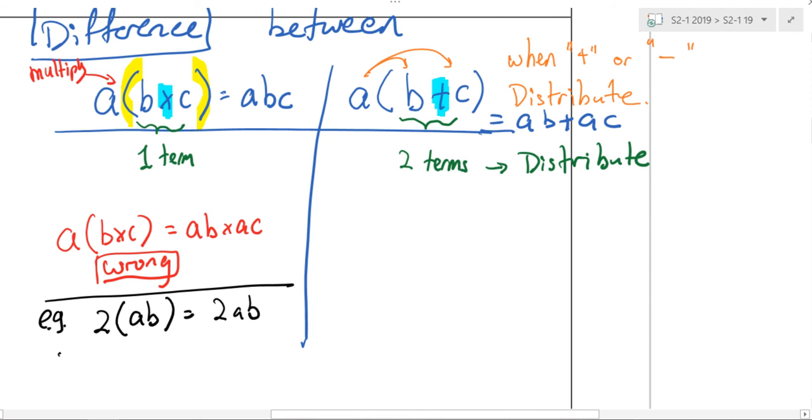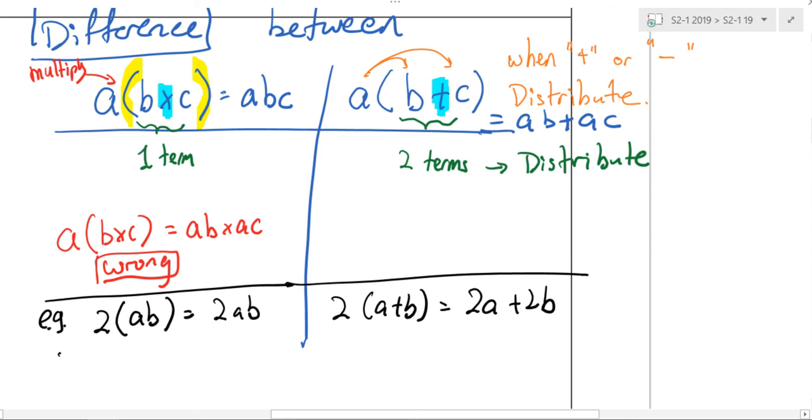2AB law. Is that correct? What happens when I have 2 times A plus B? 2A plus 2B law. Do you see the difference? Let's try again. Who is exploding? 2A minus B. What's the answer? 2A minus 2B.